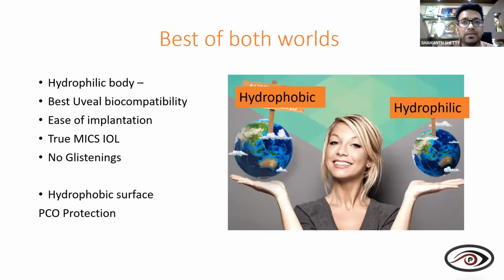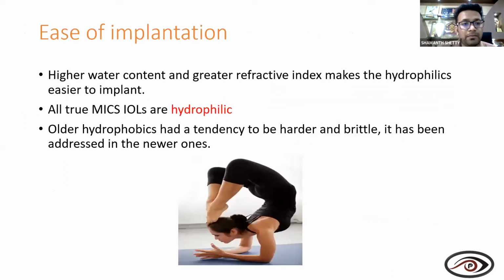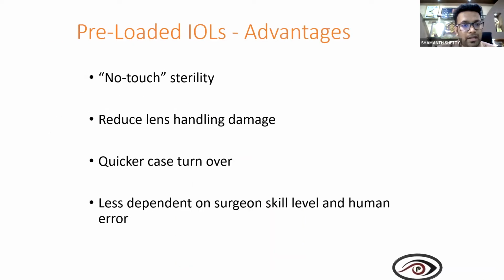So what you're getting out of the Zeiss 509 is the best of both worlds, where it has a hydrophilic body, which is best for uveal biocompatibility, easy to implant, and good in MICS surgery with no glistening, with a hydrophobic surface, which gives you PCO protection. Ease of implantation for any MICS is basically better with hydrophilic lenses. Older hydrophobic lenses used to be harder and brittle, but now most of those issues are addressed in the newer IOLs coming into the market.